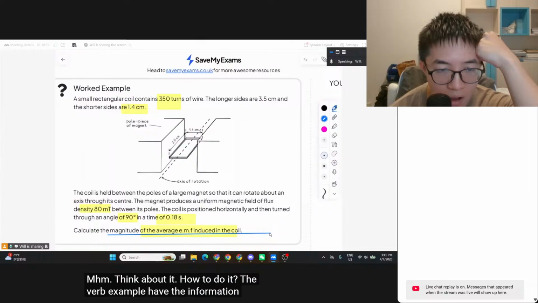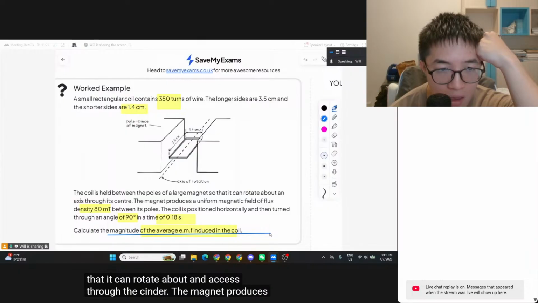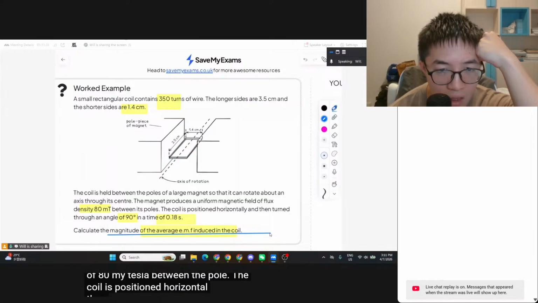The worked example gives this information: a small rectangular coil contains 350 turns of wire. The longer side is 3.5 centimeters and the shorter side is 1.4 centimeters. So we have the area, right? The coil is held between the poles of a large magnet so that it can rotate about an axis through a silver cylinder. The magnet produces a uniform magnetic field of flux density 80 microtesla between the poles. The coil is positioned horizontally, then turned through an angle of 90 degrees in a time of 0.18 seconds.